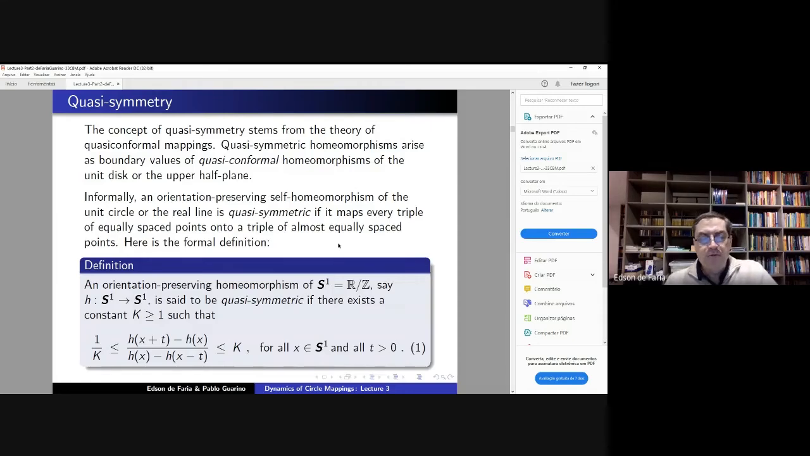You say that the homeomorphism h is quasi-symmetric. Well, first of all, it has to be orientation preserving. We require that. It is quasi-symmetric if it has this property: for any point x on the circle and any t greater than 0, (h(x+t) - h(x)) divided by (h(x) - h(x-t)), so it's this ratio of the lengths of the image intervals, is bounded above and below by a constant k.